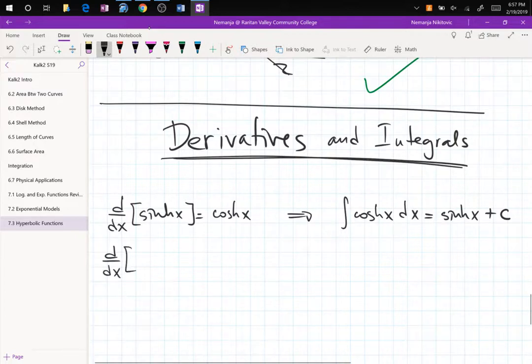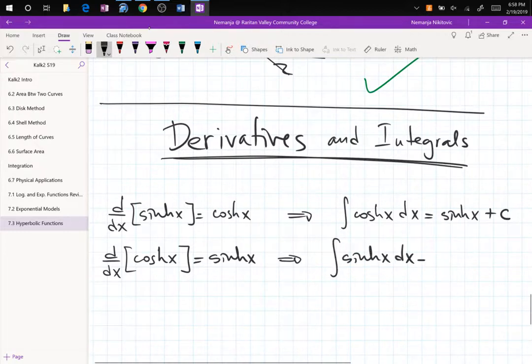The derivative of cosine hyperbolic x is sine hyperbolic x. Note no negative. And then the integral of sine hyperbolic x dx is cosine hyperbolic x plus c. There's no negative on it. They're going to kick in later with cos.